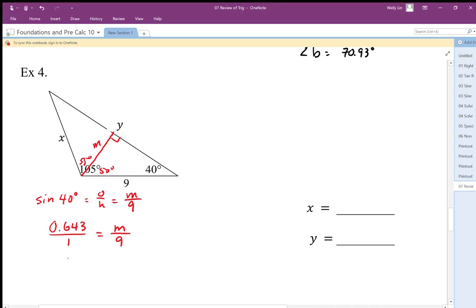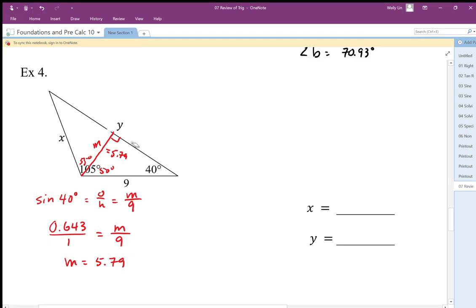So solving for m, I get 5.785, so I'm going to round that to 5.79. So that represents my altitude, 5.79. Okay, so I'm going to use that then to figure out the rest of this triangle.